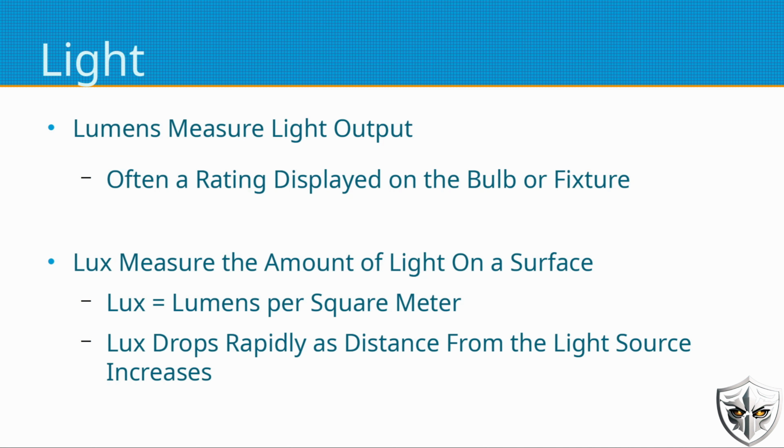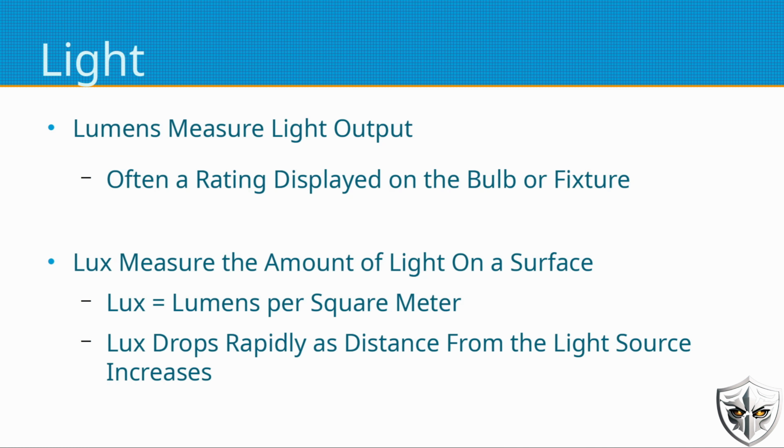Usually that is displayed on the bulb or the fixture or somewhere in the paperwork that comes with it. Lux measures the amount of light that actually reaches the surface of the object that you're looking at. A lux is lumens per square meter. There's also something called a foot candle, which is lumens per square foot. Typically, though, lux is the terminology used when you talk about cameras.